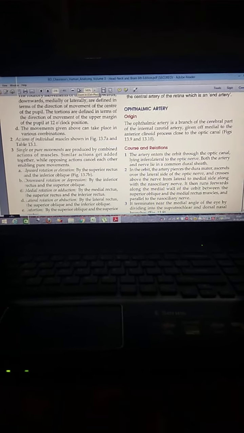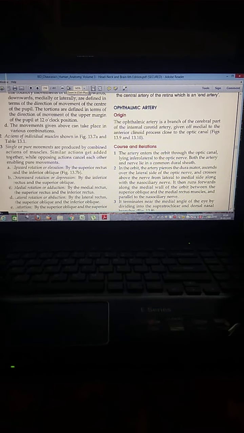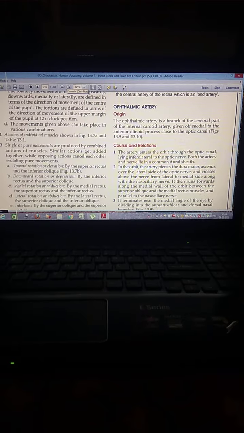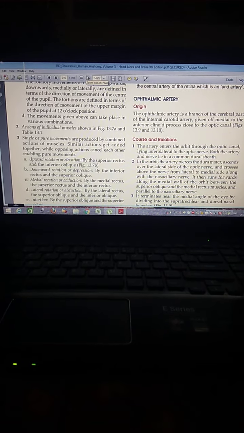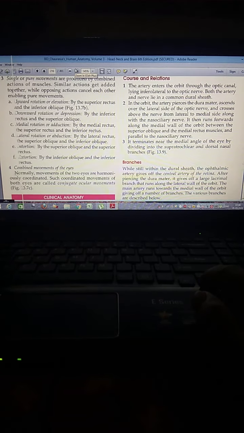Now vessels of the orbit. Ophthalmic artery origin: the ophthalmic artery is a branch of the cerebral part of the internal carotid artery, given off close to the anterior clinoid process. Course and relations: the artery enters the orbit through the optic canal. In the orbit, the artery pierces the dura mater, ascends over the lateral side of the optic nerve and crosses above the nerve to the medial side along with the nasociliary nerve. It terminates near the medial angle of the eye by dividing into the supratrochlear and dorsal nasal branches.